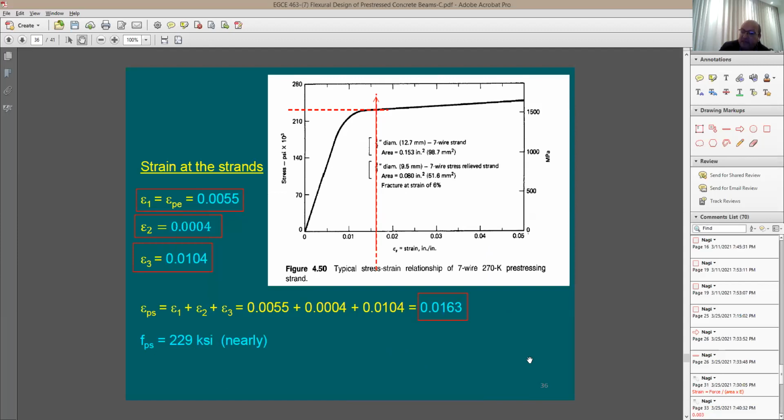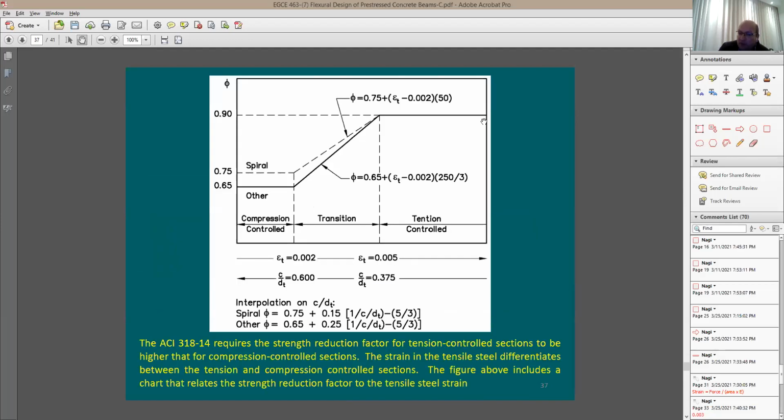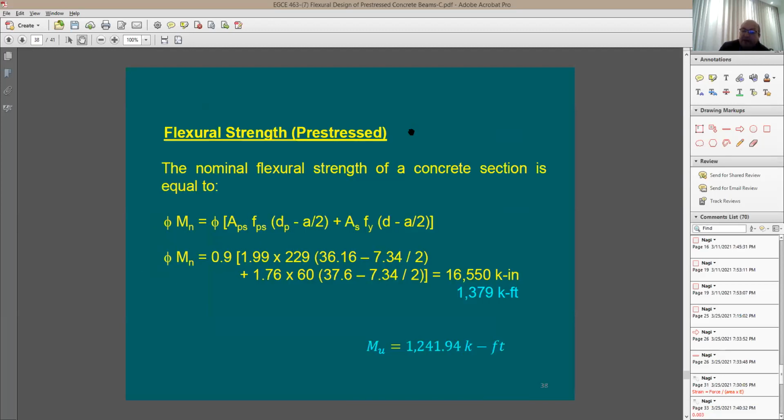Now you understand that the amount of strain that you are going to have is going to be 0.01 at least. When you compare this 0.01 with this chart, you're going to be on this side, tension control, and your phi factor is going to be equal to 0.9. Okay, good. How about phi Mn? I'm going to use the equation given to me. I have this simple equation, which is very similar to the one used in conventional concrete design, but it has an additional term for the pre-stressing.